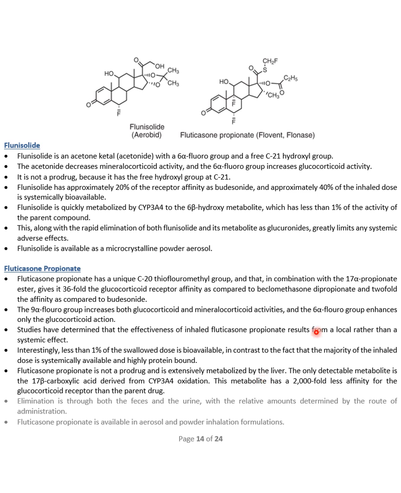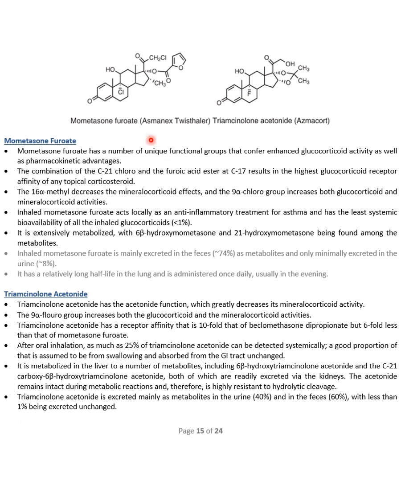Note that again, fluticasone propionate is available in two dosage forms. One is for inhalation, Flovent, and another one, Flonase, is a nasal spray. Okay, I think that's all for the fluticasone. The next one we're going to talk about is the mometasone furoate.